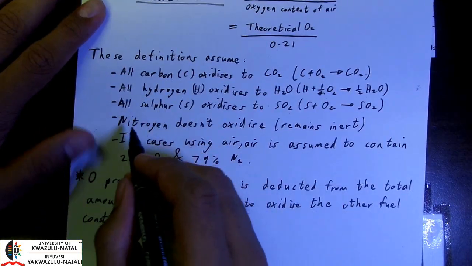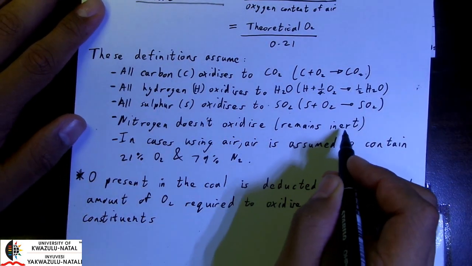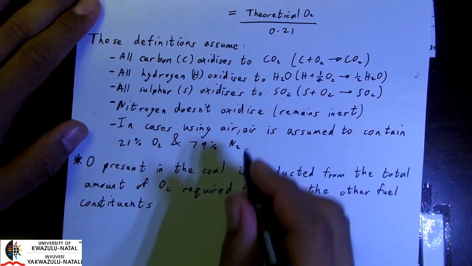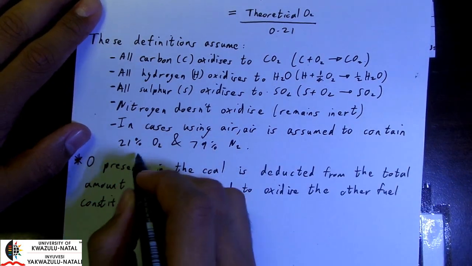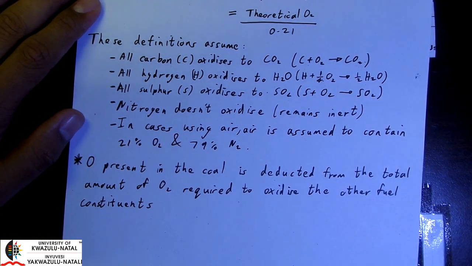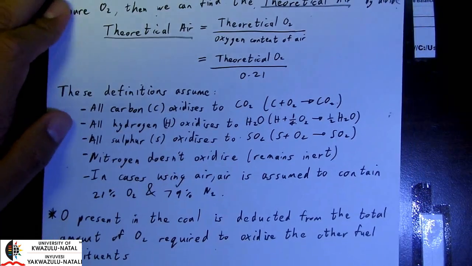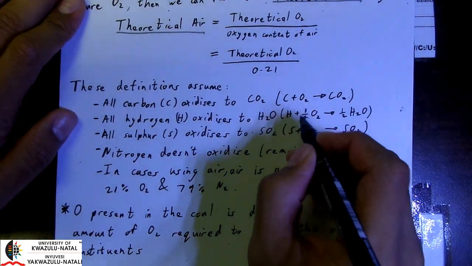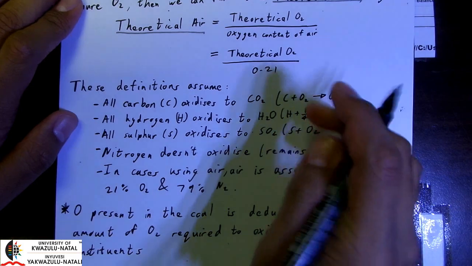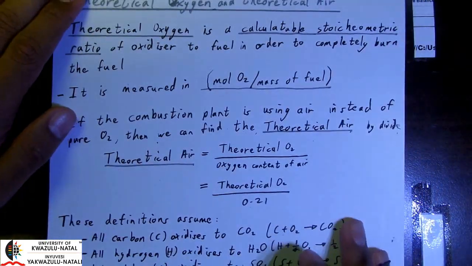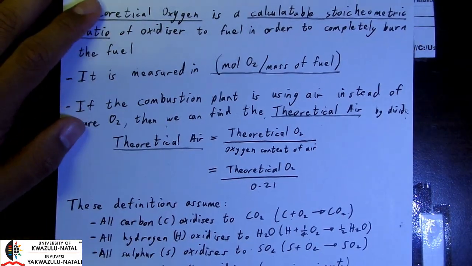Okay, we also assume that nitrogen doesn't oxidize, and in cases using air, air is assumed to contain 21% O2 and 79% N2. These are fairly valid assumptions depending on whether we are actually achieving optimum combustion.